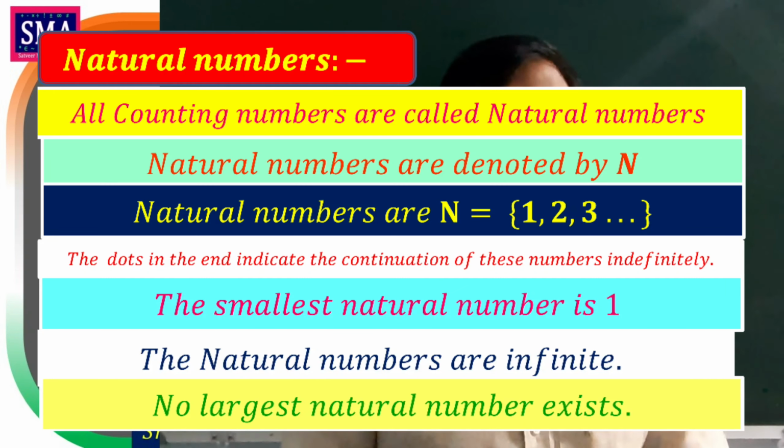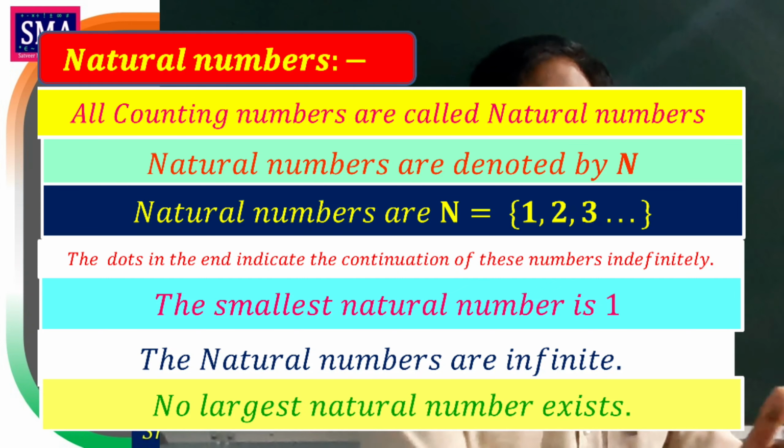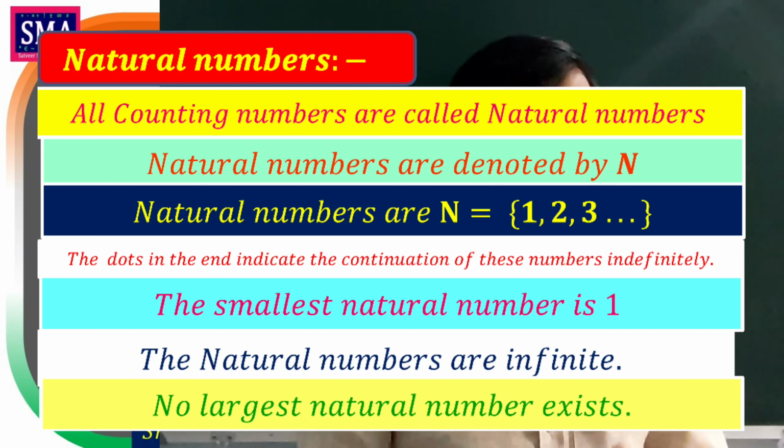N is equal to the set of elements 1, 2, 3, and so on. So these are the natural numbers. Here the dots indicate the continuation of these numbers infinitely.